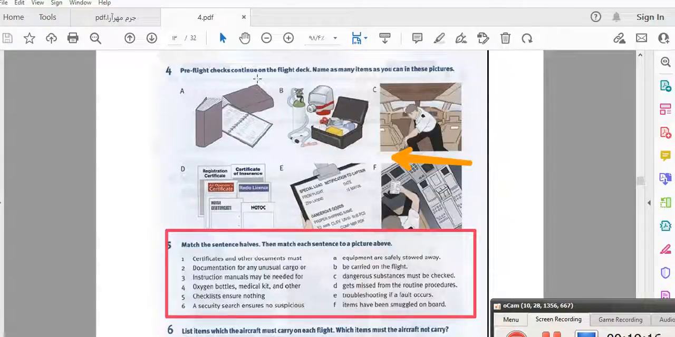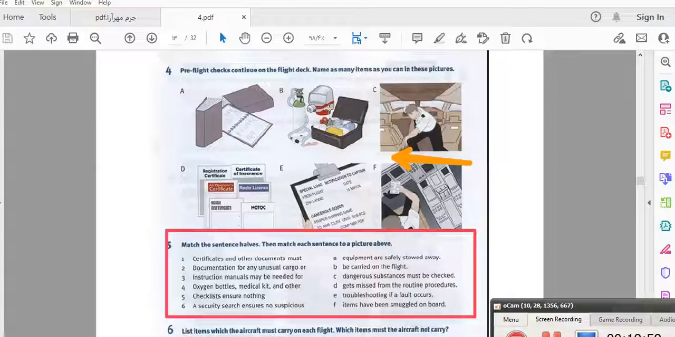Pre-flight checks continue on the flight deck. Name as many items as you can see in the pictures. Let's go to the next page. What is number 1? Flight manual. Manual means all of the notebooks and instructions that you need in an airplane. What is this? First aid kit or medical kit. This is an oxygen bottle or oxygen tank. And this one is a smoke hood. In an emergency situation, when there is a fire, you should use it.